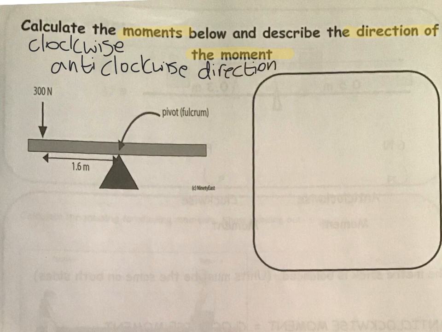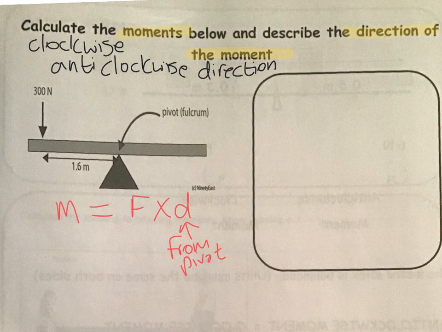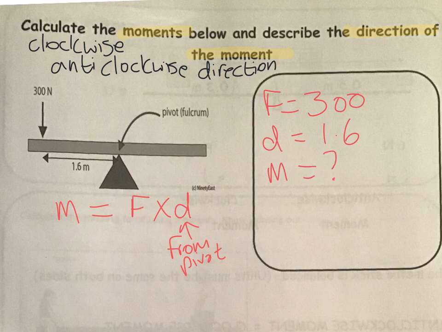Now we'll just take this example. Our moment formula is M equals force multiplied by the perpendicular distance, and that is the distance from the pivot. And we'll just take a wee note of what we have been given in the question. So we know that the force is equal to 300. Our distance is 1.6 meters, and we're trying to find the moment.